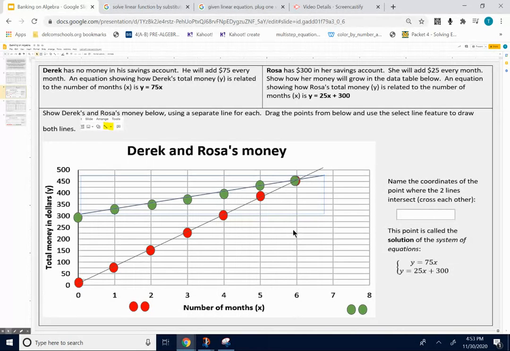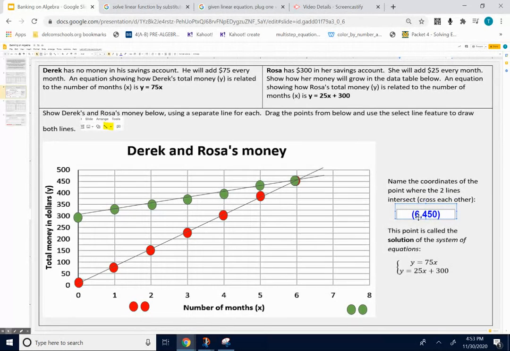The y-coordinate of this point, look right over on the y-axis. We're right across from $450. So the two lines cross at point 6, comma 450, or 6 months, $450. See, that solution, 6 months, $450, is the same exact answer we got with the data tables. It's just looking at it on a graph instead of on the data table.